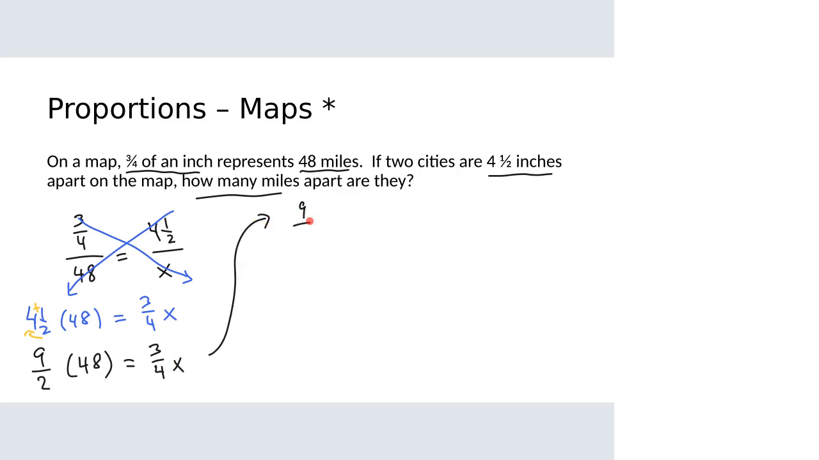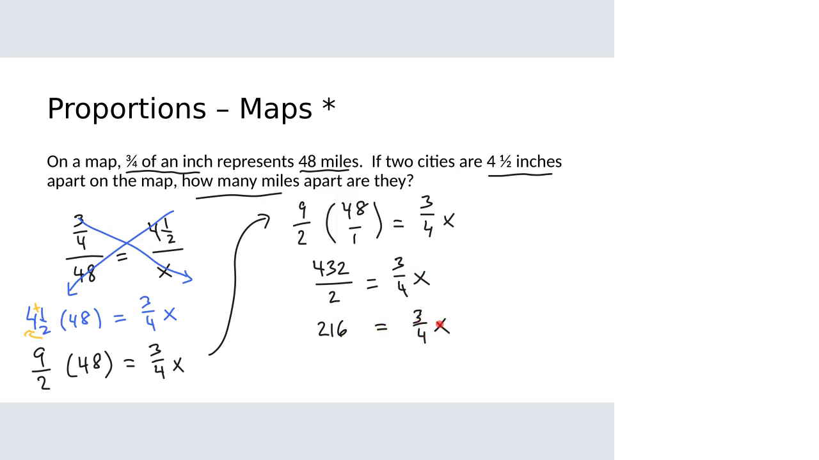Now I want to do 9/2 multiplied by 48 over 1, and that's going to be my 3/4 x. If you see something you're not sure where it came from or doesn't make sense, don't hesitate to ask. And let's see, I can do 9 times 48 is 432 over 2 times 1, and that's 3/4 x. So 432 divided by 2, so I have 216 is equal to 3/4 times x.